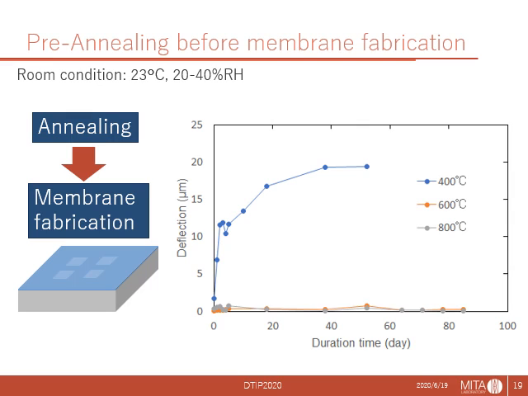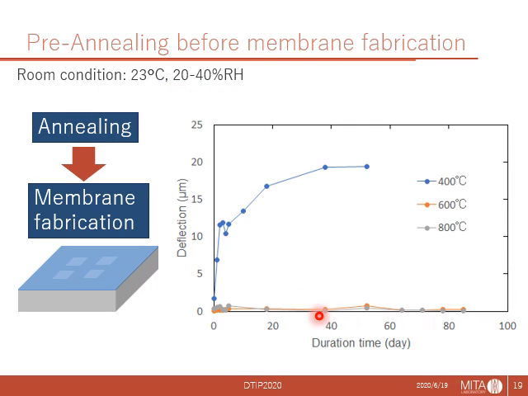Moreover, we also confirmed the effect of pre-annealing. That means annealing first, and then we did membrane fabrication with annealed chips. Annealing temperatures were 400, 600, and 800 centigrade in nitrogen gas for 30 minutes. After membrane fabrication, the chip had been kept in the clean room under the same condition as the post-annealing test.